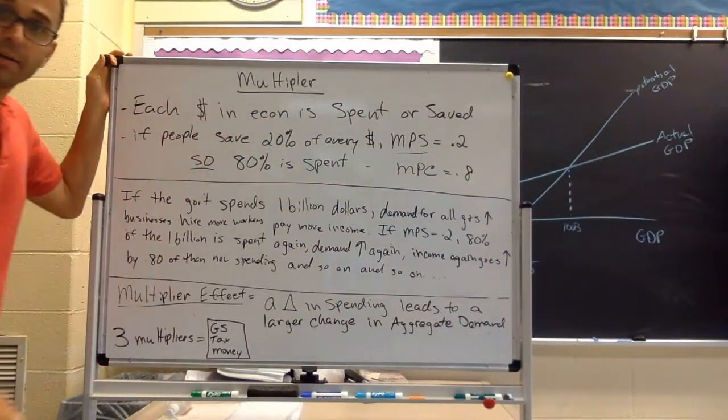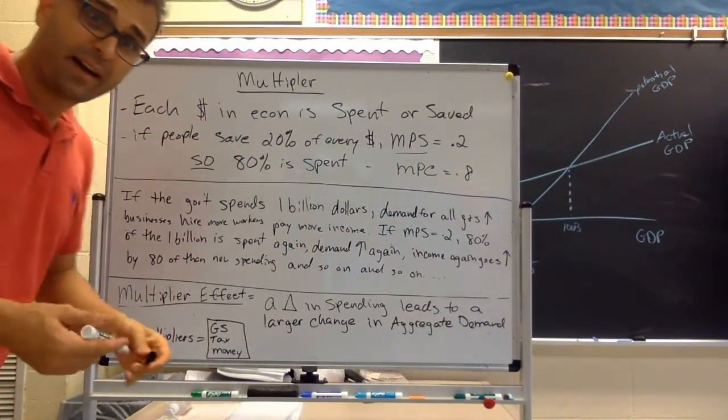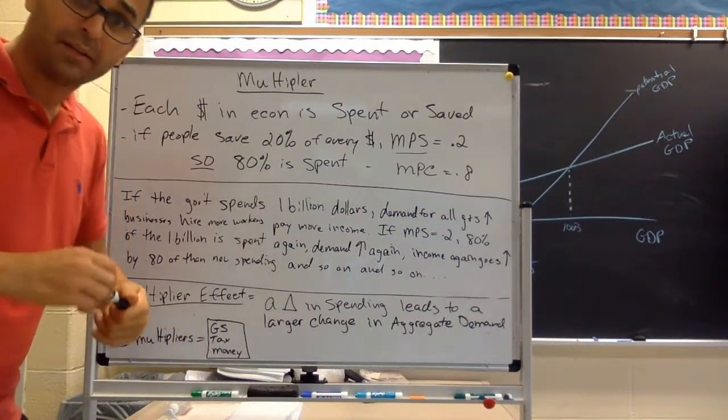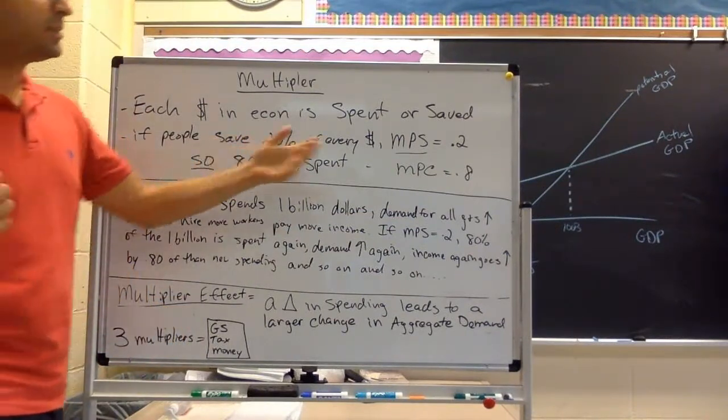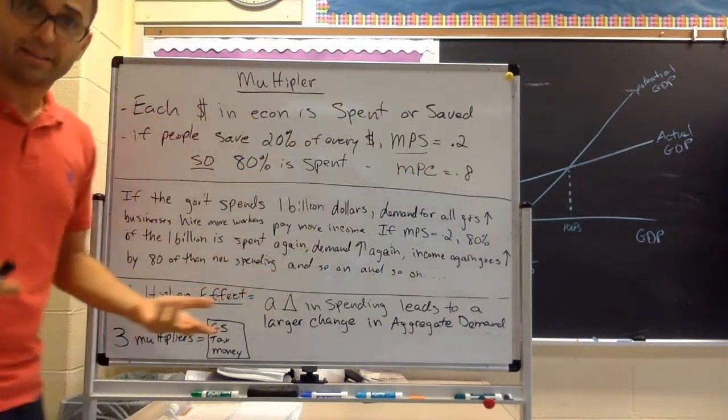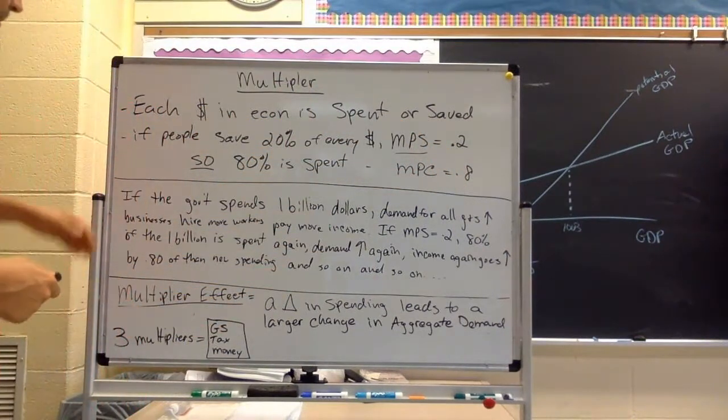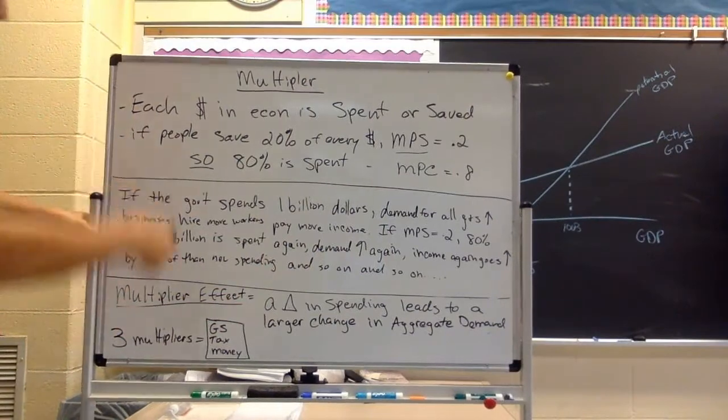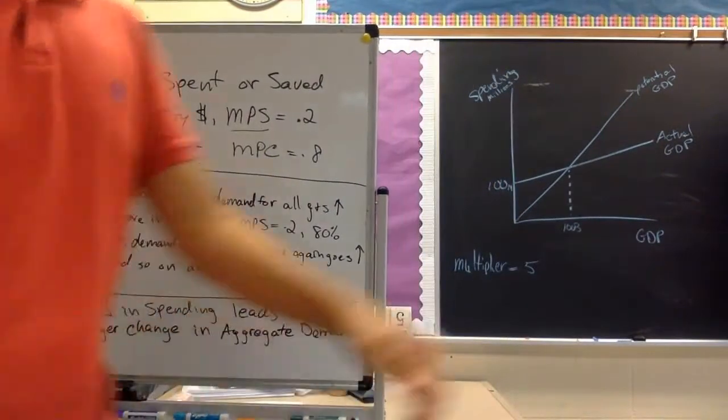They always equal 1. So if the MPS is 0.5, that means the MPC is 0.5. If the MPC is 0.2, then the MPS is 0.8. It could be opposite. All right? So we're going to come back to this in 1 second. Look over here.